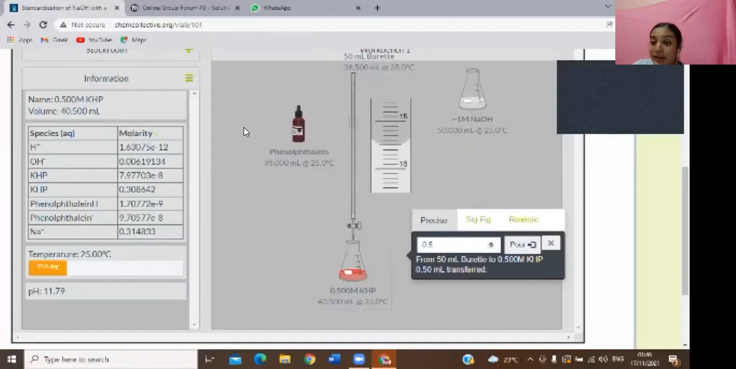To find the concentration of sodium hydroxide, the 12.5 moles will be divided by the 13.2 milliliters. When we divide these two numbers, our answer is 0.946 mole of sodium hydroxide. So the concentration is 0.946 moles of sodium hydroxide. And this is how we determine our titration.